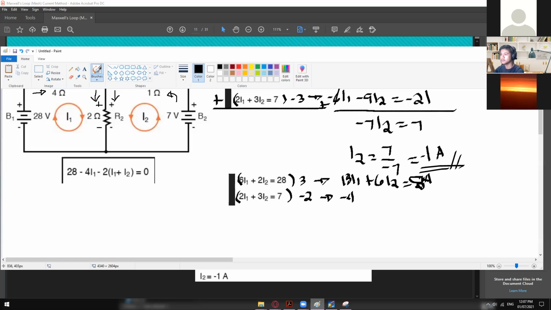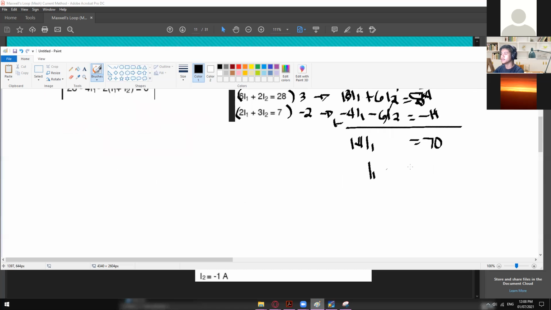And then right here we have negative 4. 6 times 3 is 18. Negative 4 I sub 1, my bad, it's negative 6 I sub 2, then equal to negative 14. Okay, then we can now add them. So 18 minus 4 is 14 I sub 1. And then we can now cancel this one. And 84 minus 14 is equal to 70.